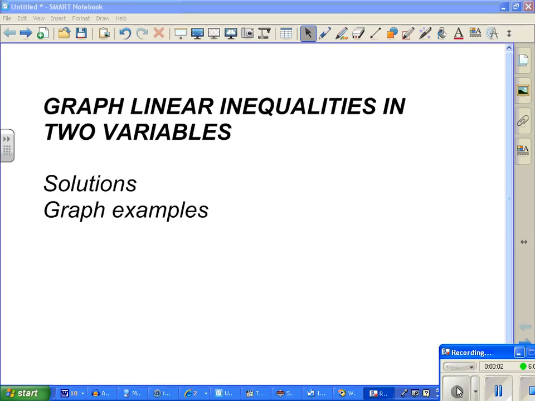Okay, last video of the chapter here tonight. We're going to be talking about linear inequalities and graphing them. Now, we've already graphed them on a number line, so we've seen that.